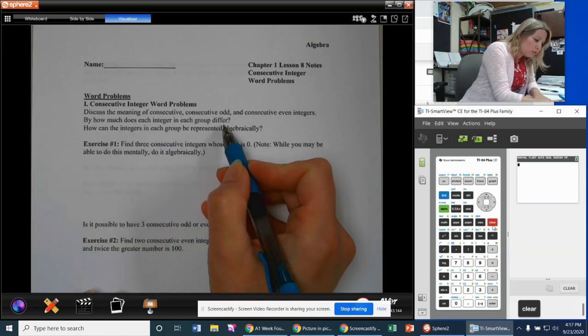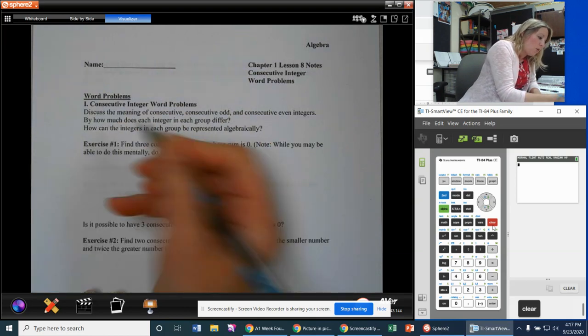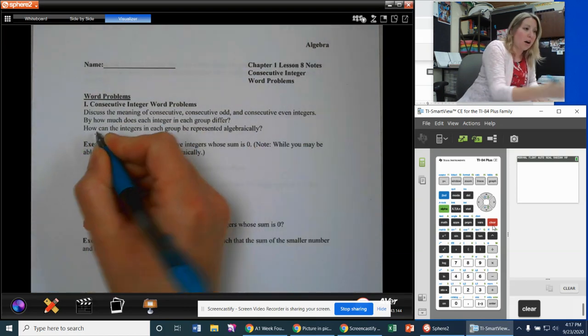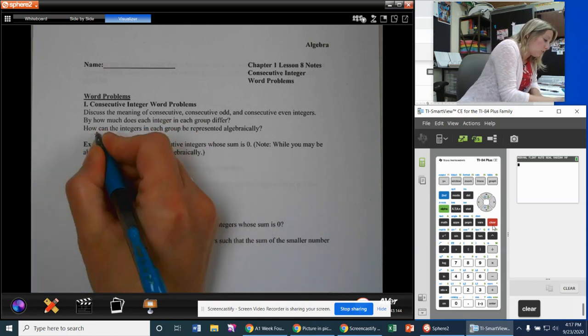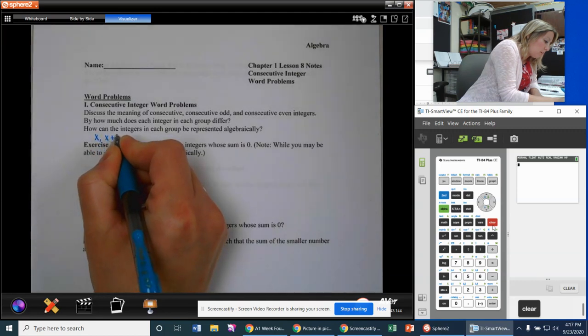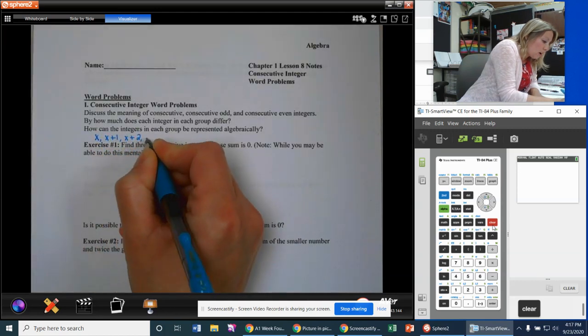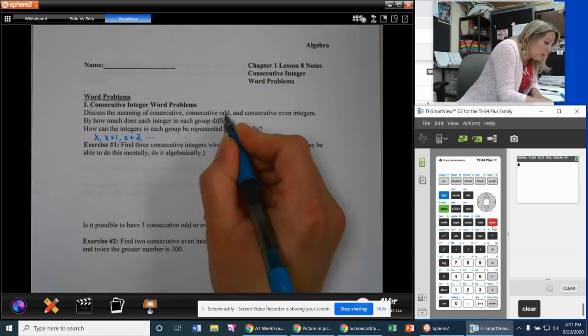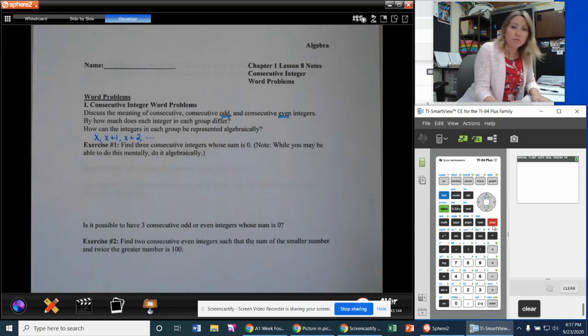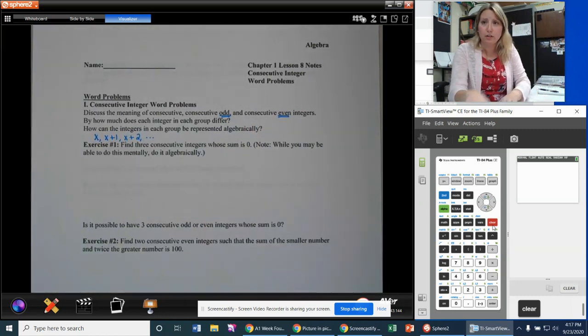How much does each integer in each group differ? So regular old consecutive integers are adding 1 each time. So if I consider my first consecutive integer to be x, then the next one is x plus 1, and the one after that is x plus 2. So regular old consecutive integers are x, x plus 1, x plus 2, and so on, depending on how many I have.